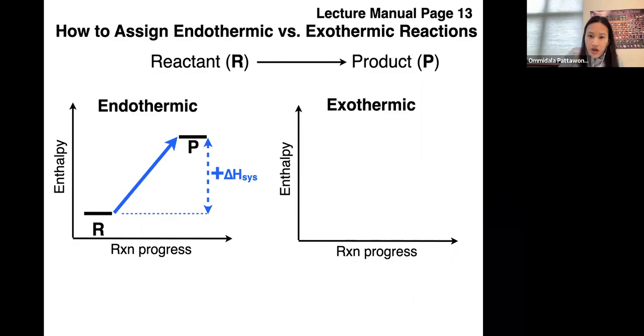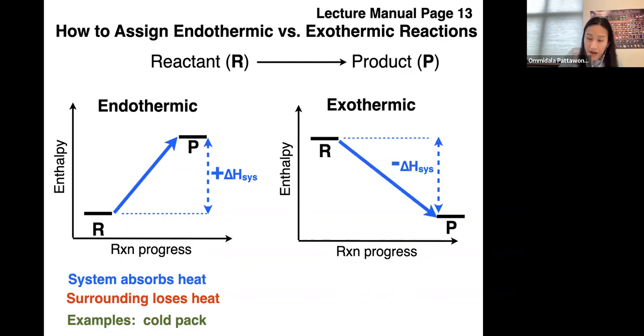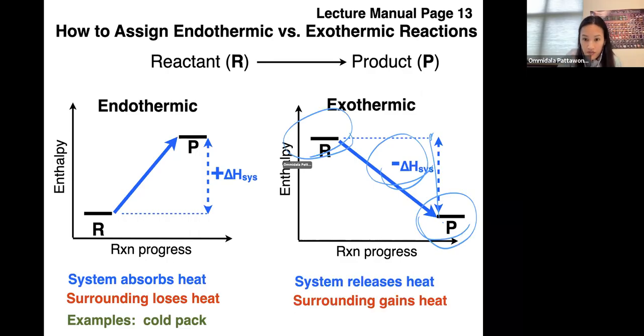Vice versa, the exothermic would be the opposite. For the exothermic process, you have a higher energy of the reactant, and in order to go to the product, it needs to release heat, and that amount of heat is the difference between the product and the reactant. So this comes out to be negative, because you are using the lower number minus the higher number, so you get a negative value. Examples of this would be the cold pack and hot pack that I mentioned earlier.